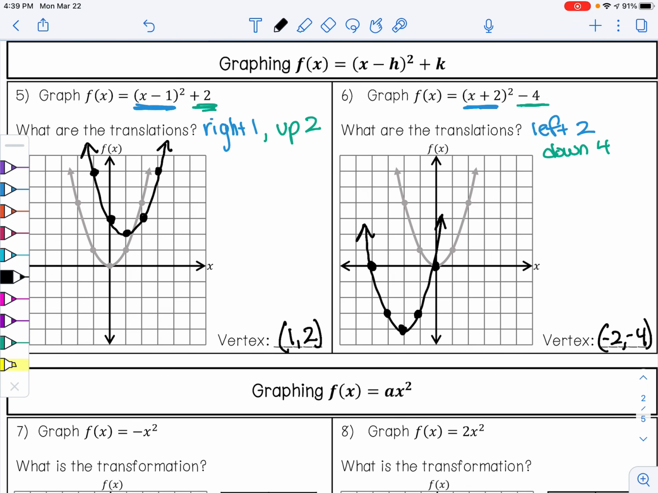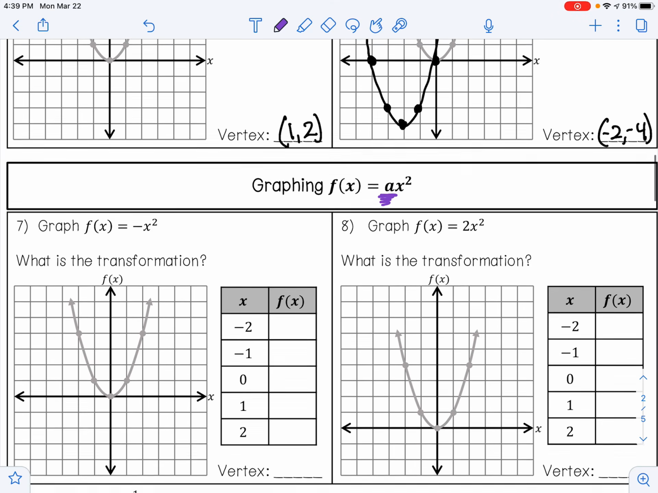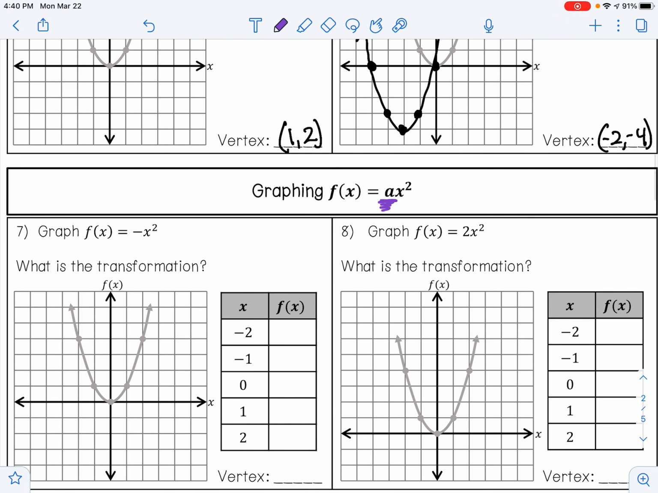We can also have an a value. The a value is the coefficient of x squared. And so if we look at example 7, it says graph f of x equals -x squared. So my a value here is -1. And if you're not sure what a -1 a value does, that's okay. We can use the table of values right here to help us figure that out.